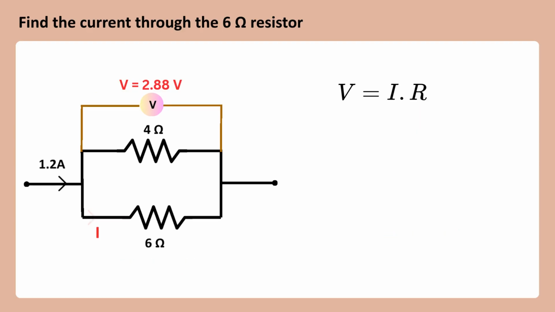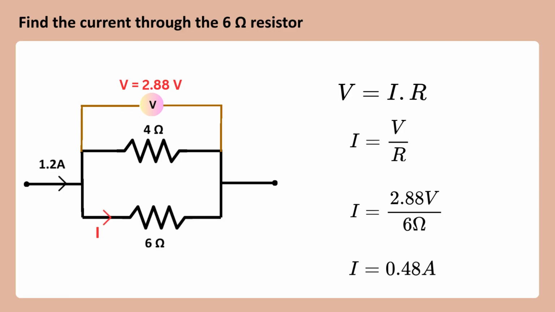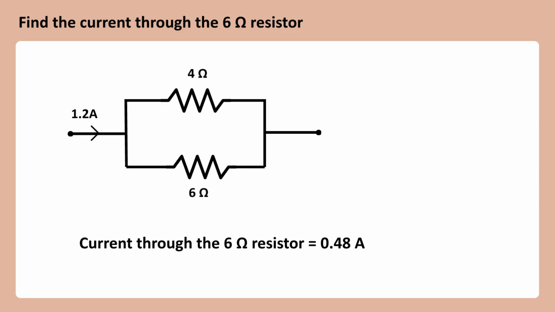across them. Finally, we apply Ohm's law again for the 6 ohm resistor. Current equals voltage divided by resistance. Substituting the values, 2.88 divided by 6, we get 0.48 amperes. So, the current through the 6 ohm resistor is 0.48 amperes.